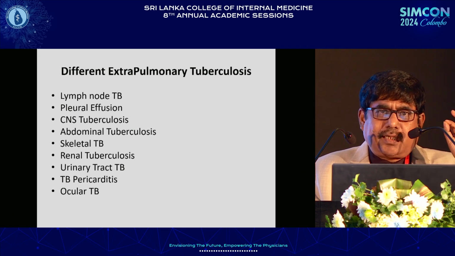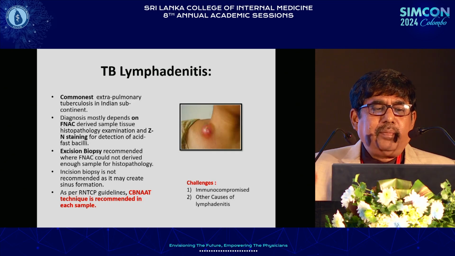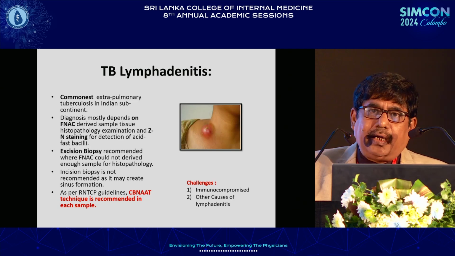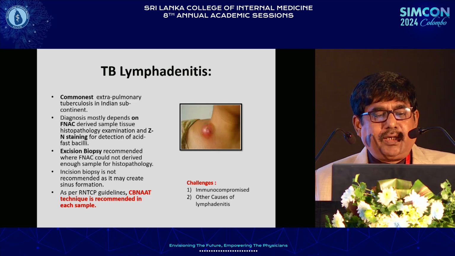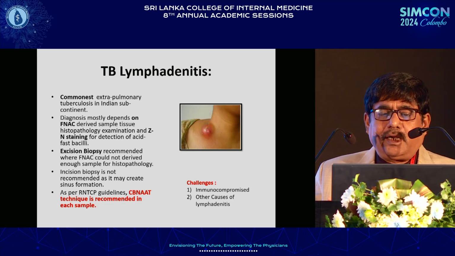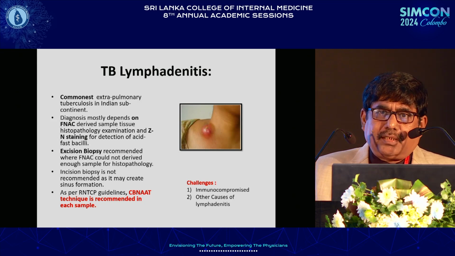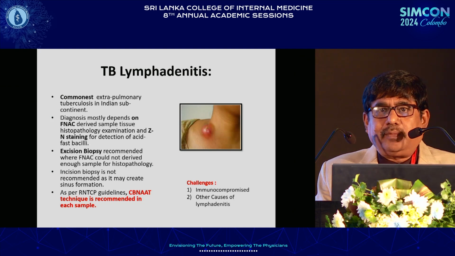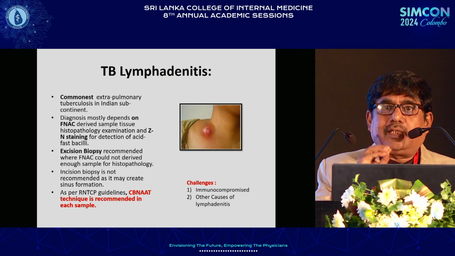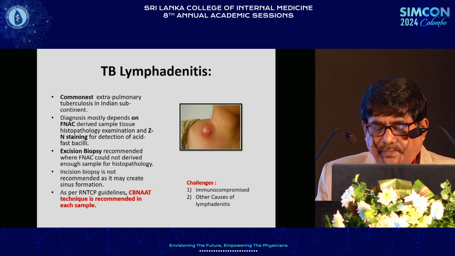What are the challenges in extrapulmonary tuberculosis? TB lymphadenitis is not very difficult to diagnose, particularly if there is a peripheral lymph node, because we can do either FNAC or excision biopsy, and send the sample for staining, histopathology, culture and CBNAAT. But the challenge is a mediastinal or retroperitoneal lymph node, because of accessibility, and an expert radiologist is needed to get tissue from that zone.